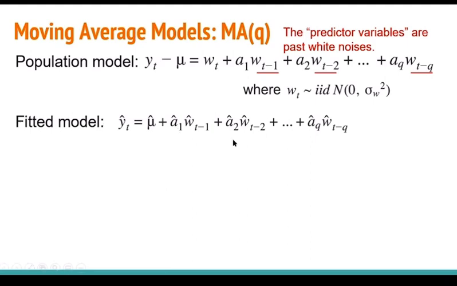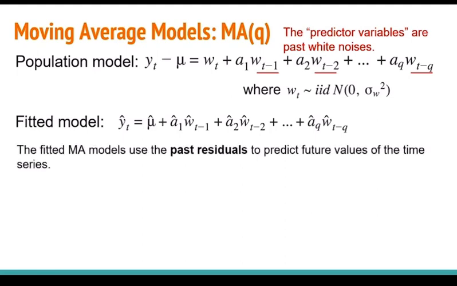Now take a look at what I have in the fitted model. Now we have the present value of the series, and we are relating that to the previous shock, the immediate past shock, and the previously existing shock. Like I said, this is a population model and this is a fitted model, and the assumptions still remain that W_t, the stochastic component, is independently and normally distributed with mean zero and variance sigma squared W.